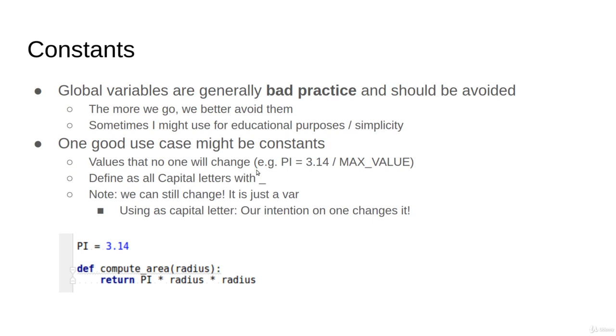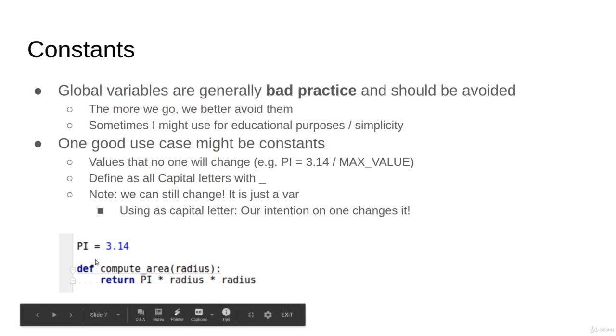For example, thinking about pi, which is 3.14. Or let's say you have some max value in your program and you would like to define it. Typically, if you would like to express an intention about that, we define the whole variable in capital letters. So when you read code and find someone assigning a variable and all of its letters are capital, he means that, guys, this variable is a constant, and please no one change it.